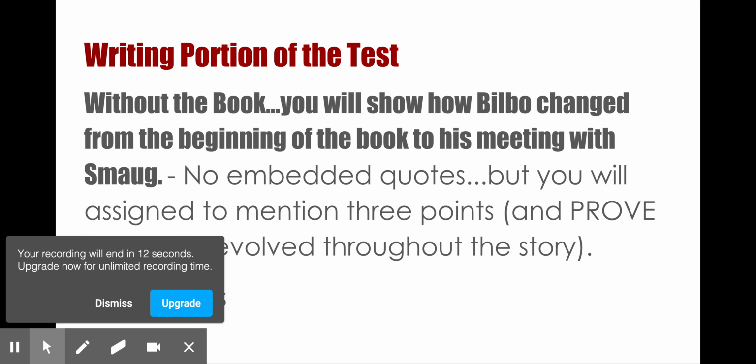Writing portion, you guys will have to give me an informal summary on how Bilbo changed. Again, just like the essay, no embedded quotes though, and a little bit more informal.